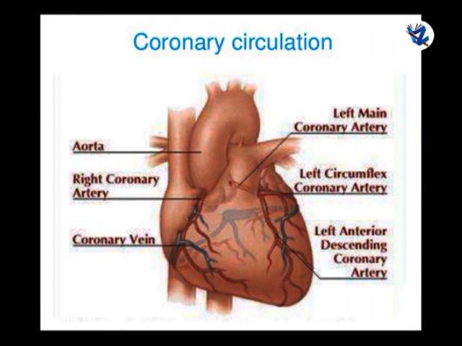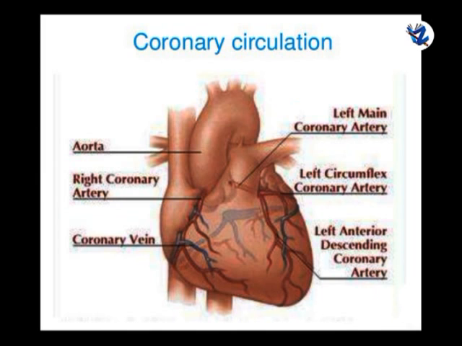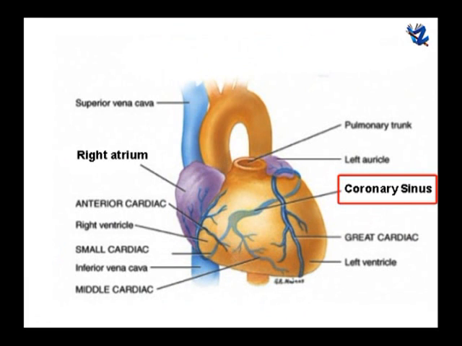Coronary circulation. The cardiac muscles of the heart receive oxygenated blood through coronary arteries. The deoxygenated blood is collected by coronary veins, which join to form the coronary sinus, which opens into the right atrium.